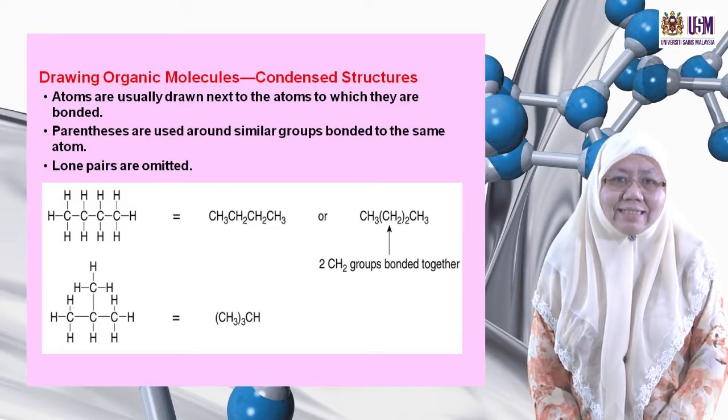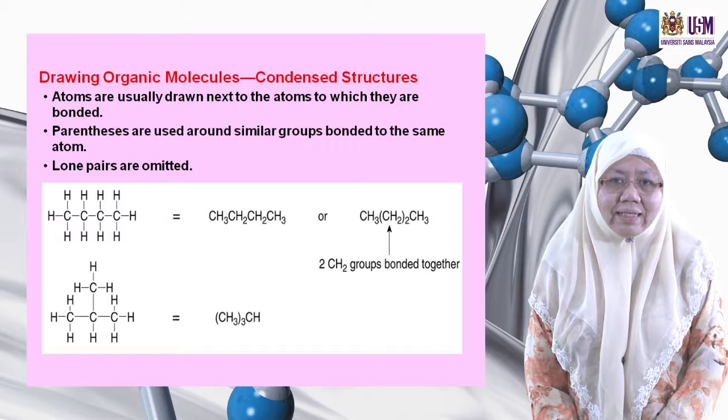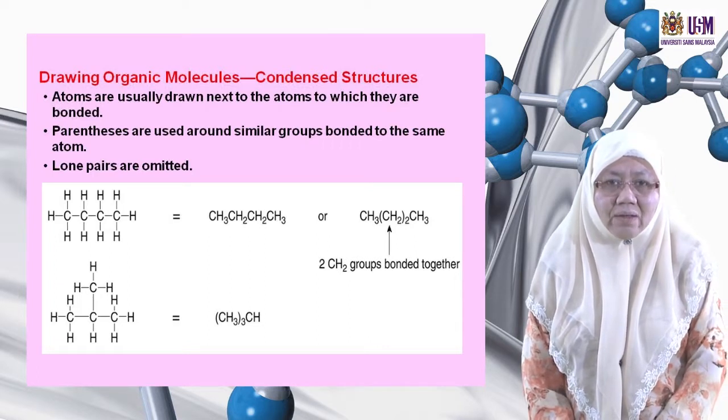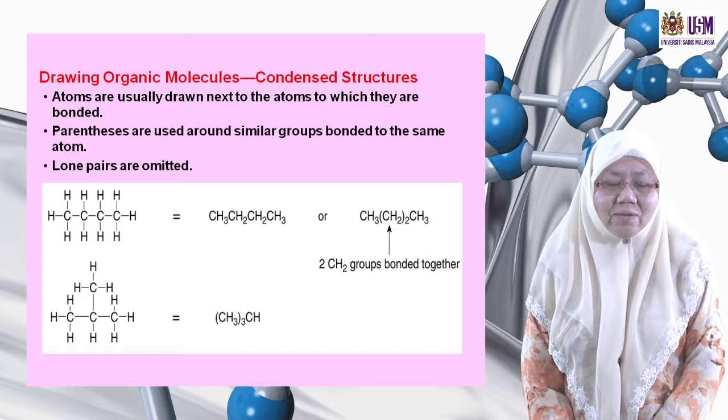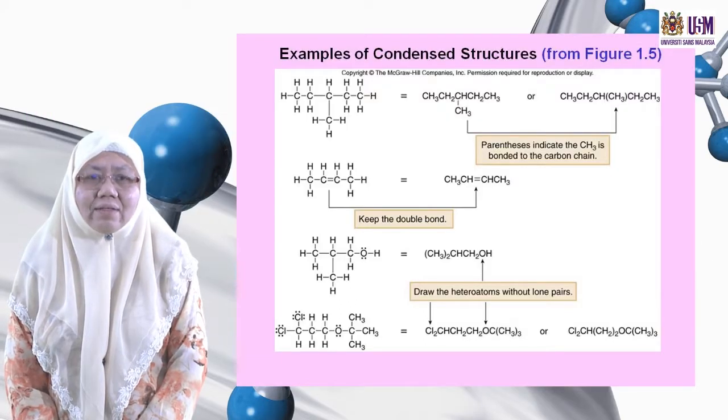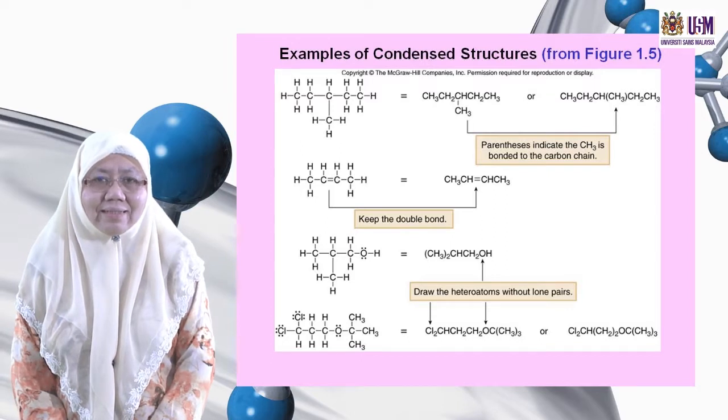Condensed structures are structures where you just write the molecule. As for example, given here, we have four carbon atoms, CH3, CH2, CH2, CH3. That is one way. The other way, we can write them as CH3, CH2 in the brackets. There are two CH2, so CH2 in the brackets, two CH3. Or, as in the example given below, we have three methyl groups. The three methyl groups can be condensed using a bracket and with a 3 after the CH3 and CH. Other examples of condensed structures are given in this following slide.